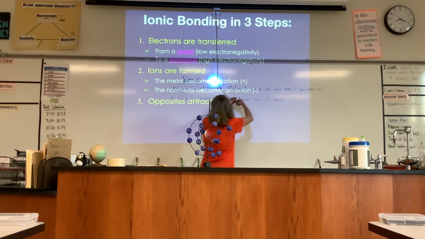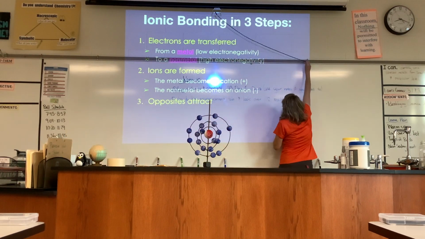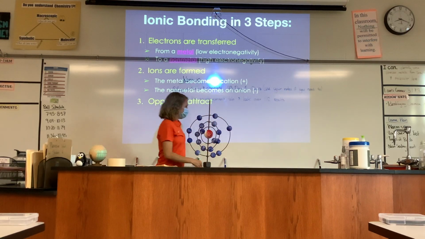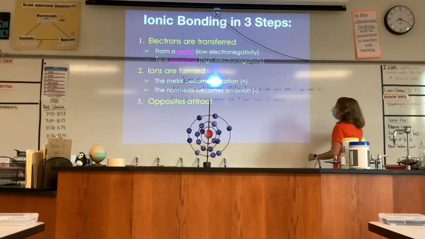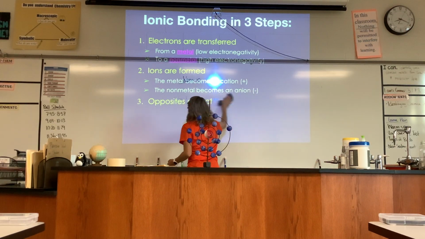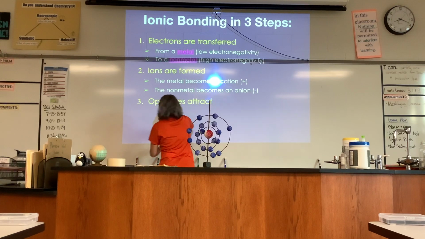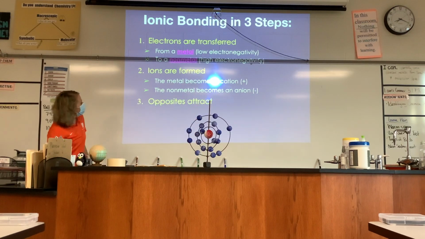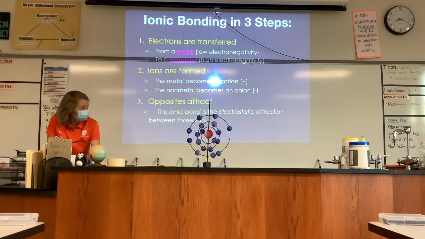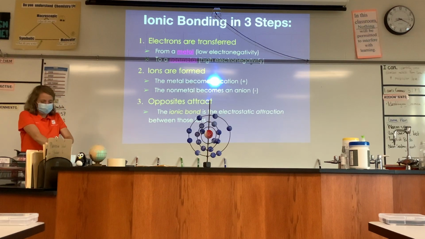So the metal always becomes the cation, because they're always losing. And the non-metal becomes an anion, being the negative one, and then the opposites attract. Okay, so the ionic bond is the electrostatic attraction between the ions.